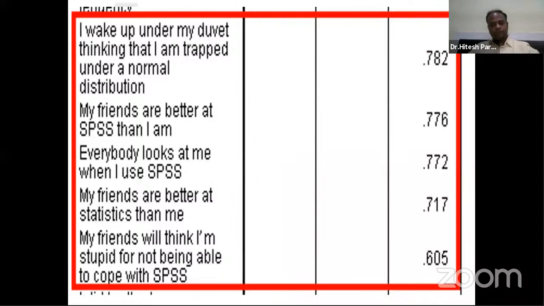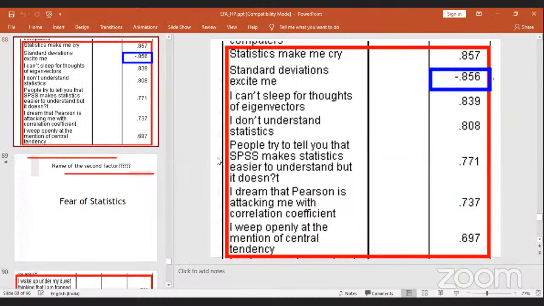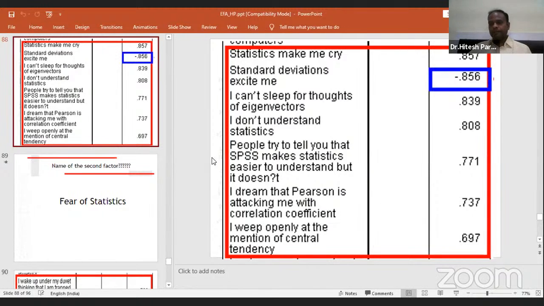Sir, is it a good practice to replace missing values with mean, or should I remove those cases which have missing values? If you have few missing values, then keep them as they are, maybe one or two. But if you observe a higher number of missing values, more than 2% or 5%, then you should replace them with mean.